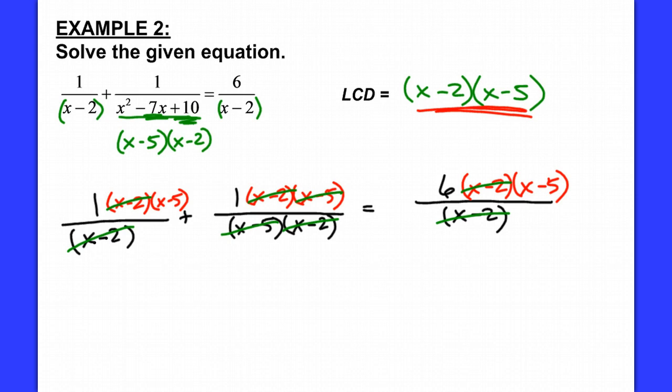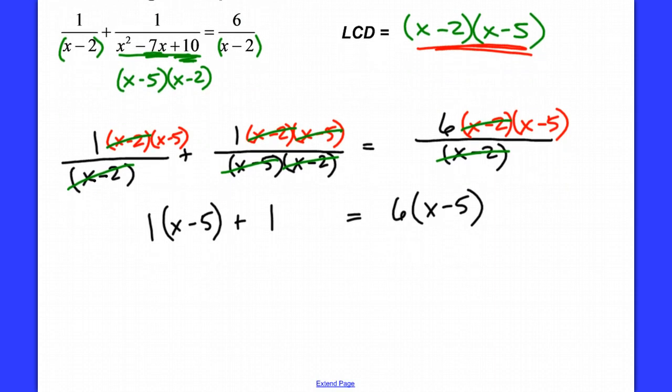So we have some parts to our equation now that make it a little bit easier to work with. So we have 1 times x minus 5 plus 1 that we get from that second fraction equals 6 times x minus 5. And that's really nice for us to work with. We should be able to solve this equation fairly simply.